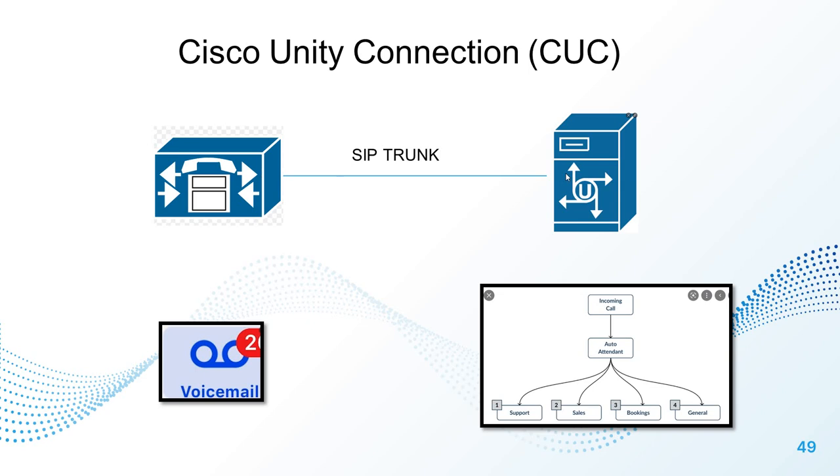Cisco Unity Connection can do voicemail. You can create the voicemails, and also you can configure the auto attendant. So for example, you call in to some company, it will say if you want to go to support, press 1. If you want to go to sales, press 2. These settings are configured on Cisco Unity Connection.